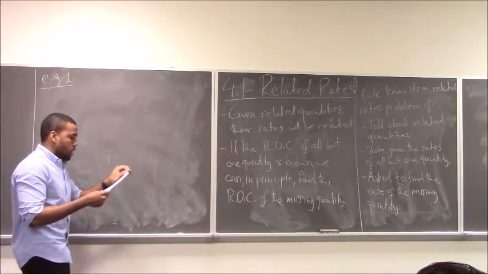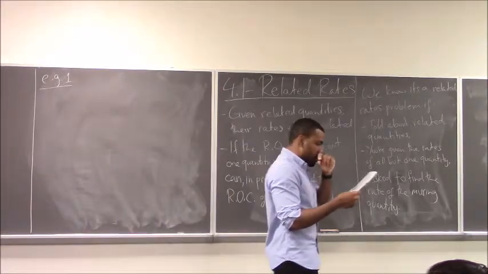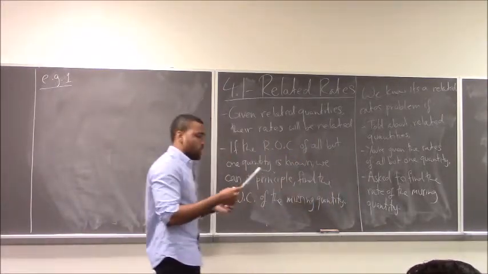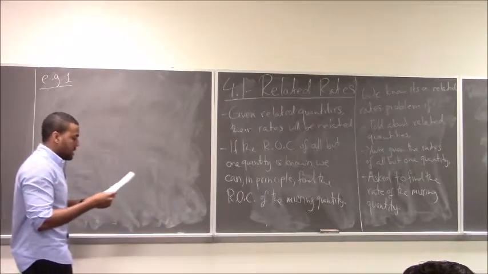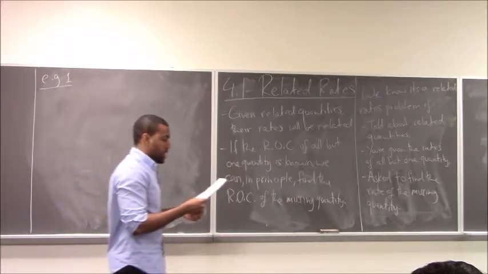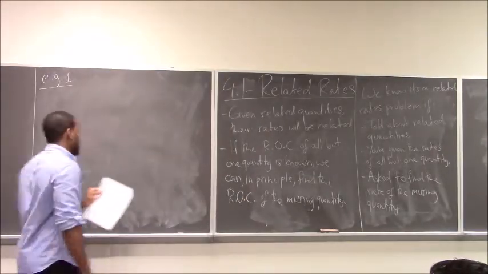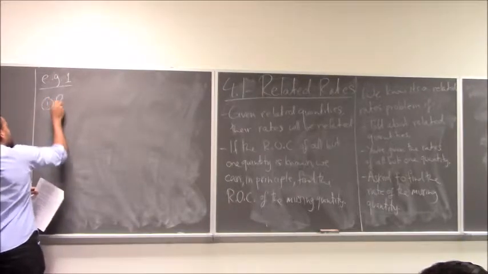In problem 1, it says a right circular cylinder undergoes expansion. The radius is increasing at a rate of 1 meter per second. The height is increasing at a rate of 2 meters per second. At what rate is the volume changing when the radius is 1 meter in length and the height is 3 meters in length? So you'd read that, that's step 1, read.